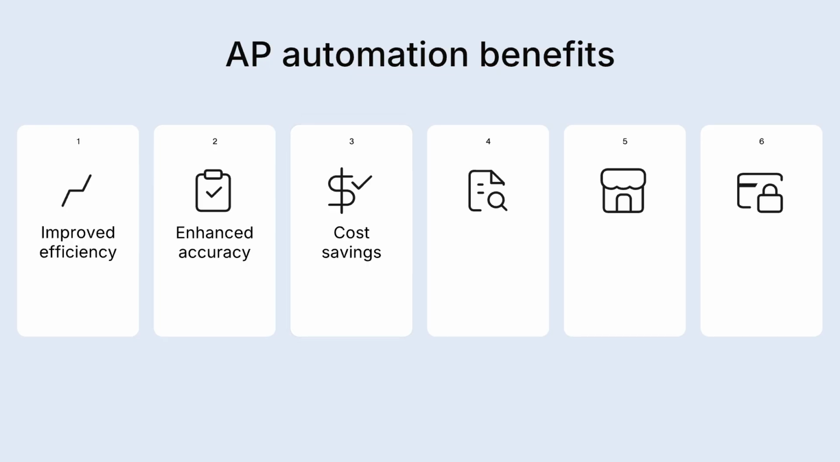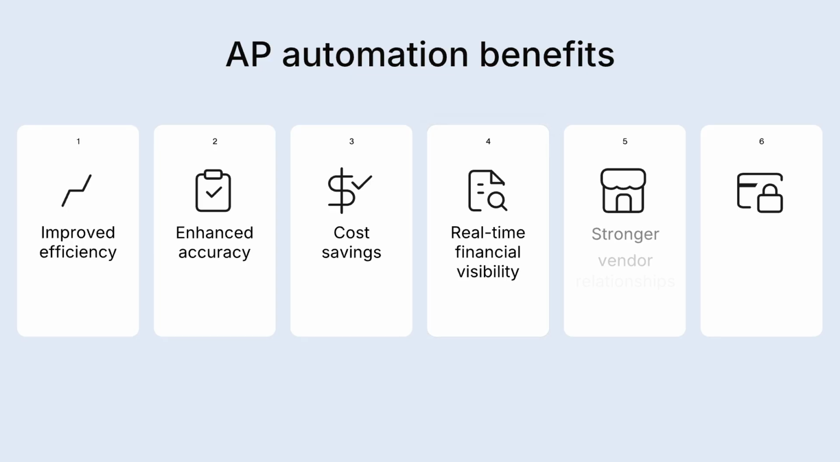Another key benefit is real-time financial visibility. With automation, you don't have to wait for month-end reports to know where your cash is going. You can see the status of invoices, upcoming payments, and your cash flow in real time, which makes it easier to make smart business decisions.